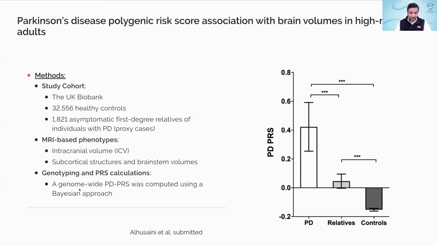We managed to calculate a genome-wide Parkinson's disease polygenic risk score, and then we were able to validate that Parkinson's disease patients have a high polygenic risk score for PD when we compare them to the healthy controls as well as their relatives. What was also interesting is the first-degree relatives of patients also had a higher polygenic risk score for Parkinson's disease compared to healthy controls, demonstrating that they are at high genetic risk for Parkinson's disease.